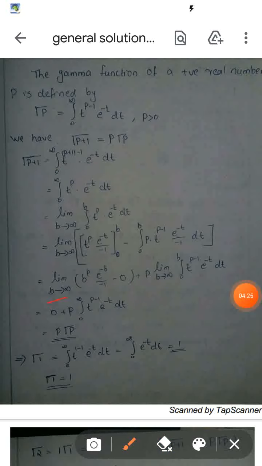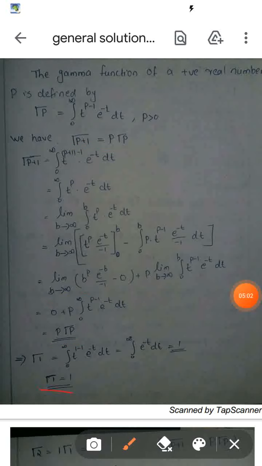Apply the limit, the first term will be 0 because e raised to minus infinity is 0. So first term is 0, then the second term is p into integral 0 to infinity t raised to p minus 1 into e raised to minus t dt, which is equal to p into gamma p. Here we start from gamma p plus 1 and we get p into gamma p. Therefore, gamma p plus 1 is equal to p into gamma p.